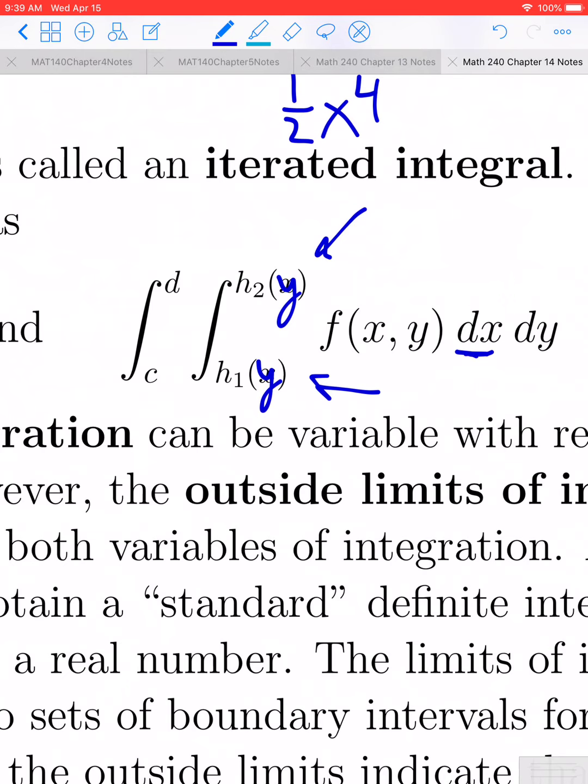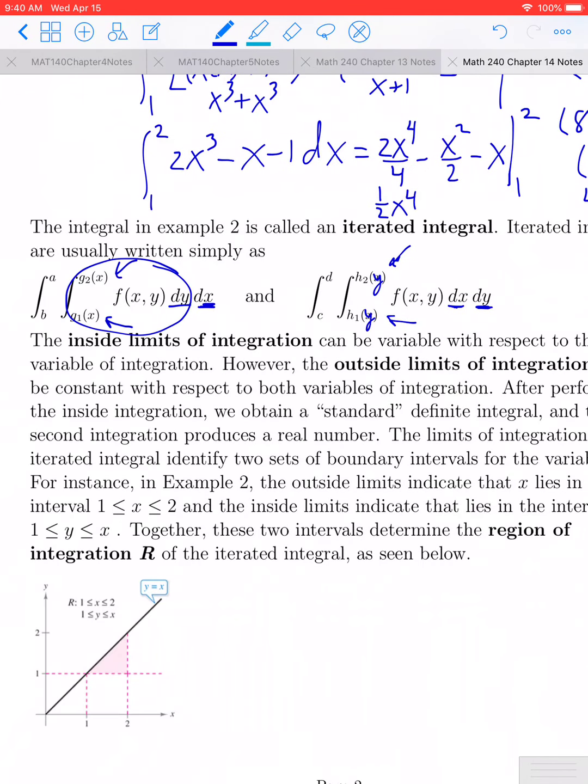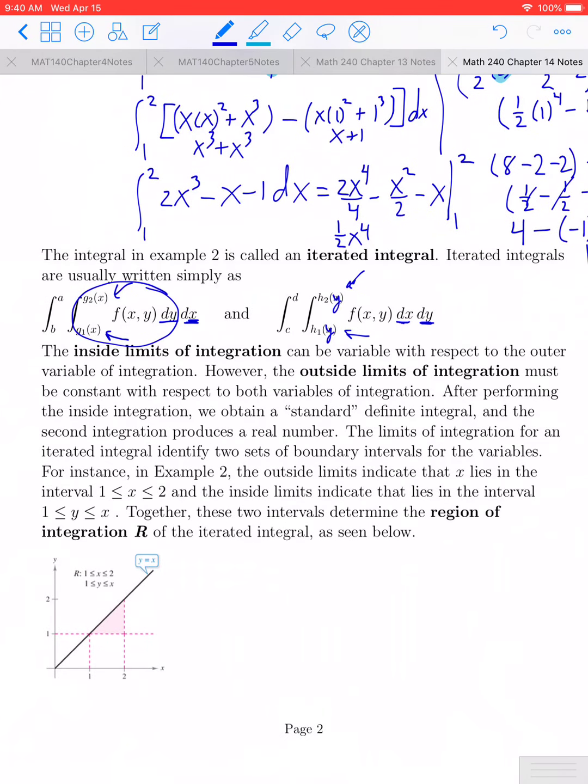When you integrate with respect to x and then evaluate it at those bounds, that would produce a function of y. You then integrate that function with respect to y, and then you would plug in your bounds c and d. Okay. The inside limits of integration can be variables with respect to the outer variable of integration. However, the outside limits of integration must be constant with respect to both variables of integration. So it's always going to be the case that those last outer integrals will have numerical bounds. Okay.